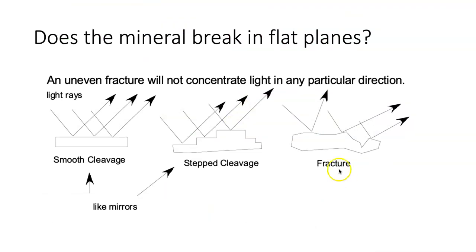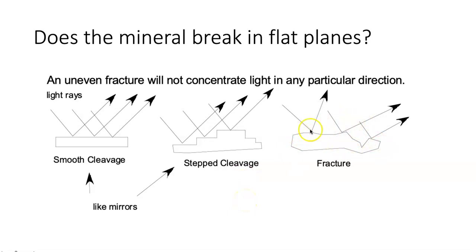This is from your lab manual, from this lab, and it's showing how cleavage is represented. It's a flat surface, a plane along which minerals tend to break. Not all minerals have cleavage, but some do, and when they do, the light reflects off it as if it were a mirror. Sometimes there's what's called stepped cleavage, but you can still see a mirror-like reflection as you rotate that mineral in light.